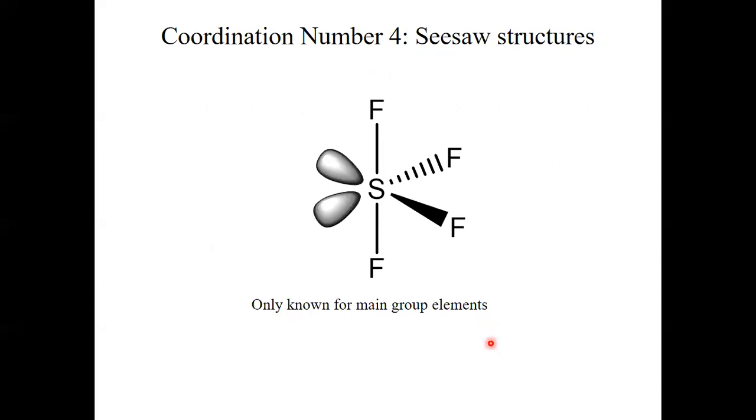Then the last possibility, in principle, would be the seesaw structure, but that seesaw structure is not observed for transition metals. It's only observed for some main group elements, particular main group elements which are not metals, and those compounds we would typically not view as coordination compounds. So an example is the SF4 that makes this seesaw structure.